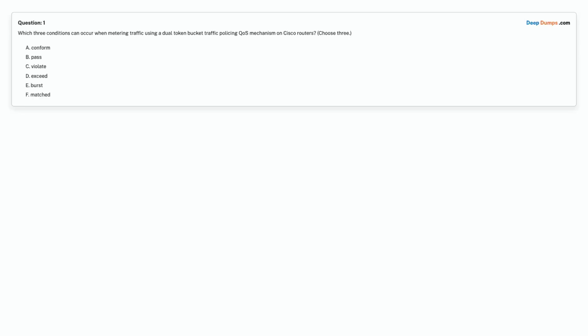Question 1. Which three conditions can occur when metering traffic using a dual token bucket traffic policing mechanism on Cisco routers? Choose 3. Option A. Conform. Option B. Pass. Option C. Violate. Option D. Exceed. Option E. Burst. Option F. Matched. Choose the correct answer.